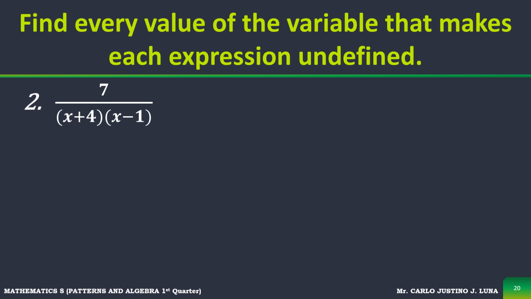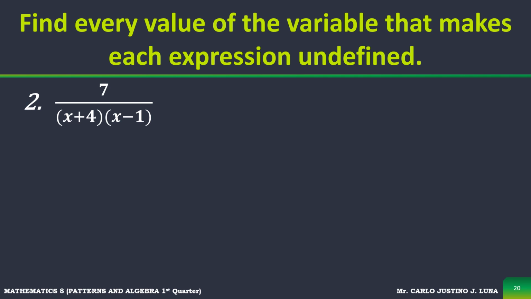We have 7 over quantity x plus 4 times the quantity x minus 1. So, yung kanina yung number 1 natin, our denominator is a binomial. Okay? Dito naman, ang ating denominator ay dalawang binomials. Okay? So, we will just follow the same process.